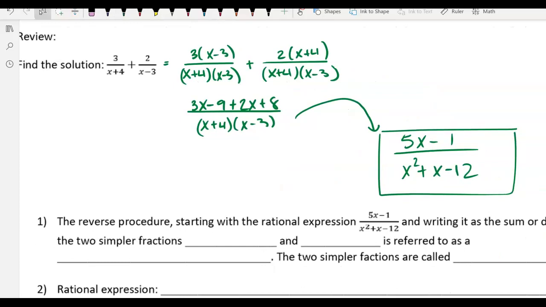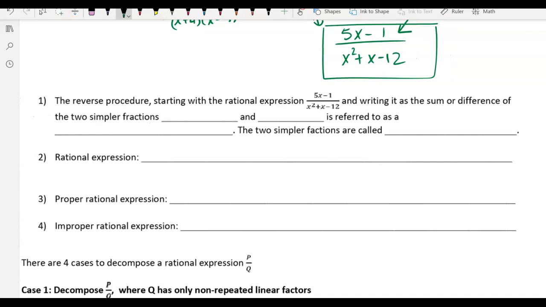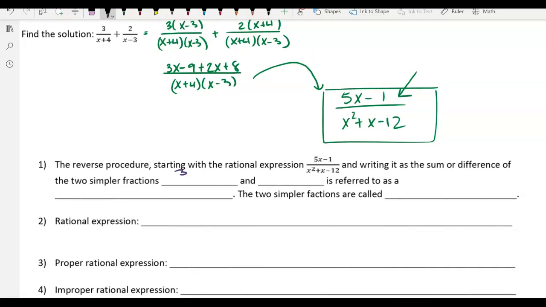Now, that's back in the day. Now, I'm going to give you this, and you're going to give me the original fractions, okay? So, definitions. The reverse procedure, starting with the rational expression, 5x minus 1 divided by x squared plus x minus 12, and writing it as the sum or difference of two simpler fractions. In our case, it was 3 divided by x plus 4 and 2 over x minus 3.